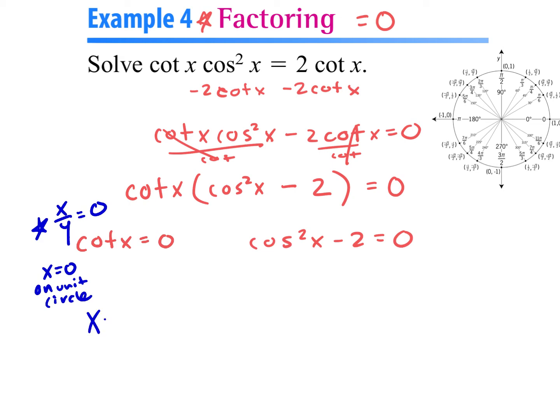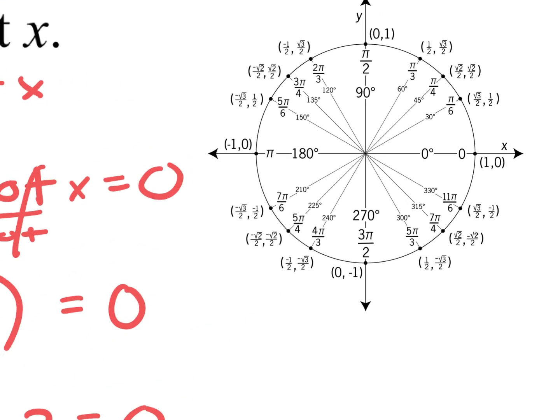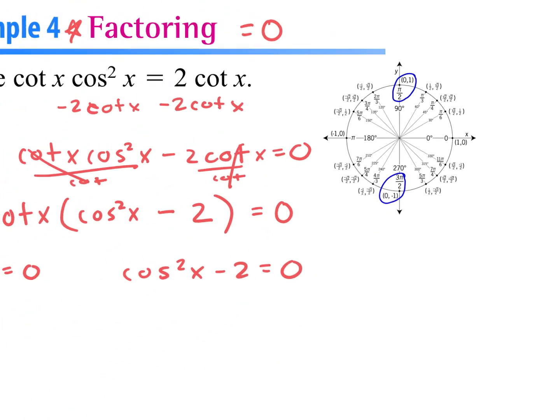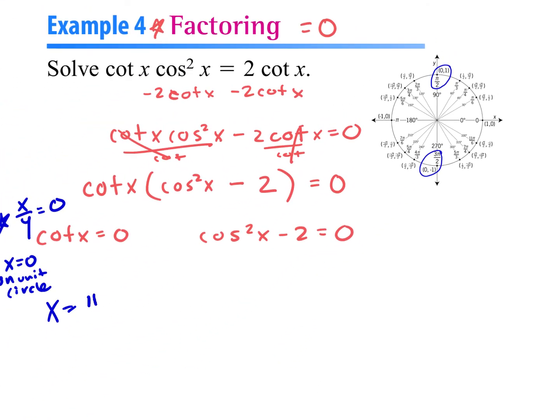So to solve, let's go to our unit circle. Where is x 0? You said pi over 2 and 3 pi over 2. So our two answers there are pi over 2 and 3 pi over 2. Yes. So let's look at cosine squared now, or cosine squared minus 2.